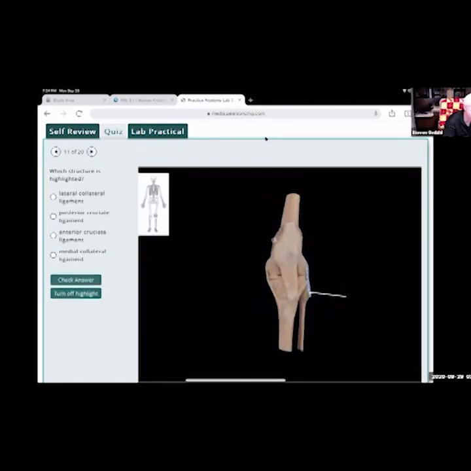All right. This is looking at the joint here. Here's the patella. So this is the medial collateral ligament. Wait, is it on the medial or lateral side? That'd be lateral. Yeah, looks like the lateral collateral ligament, because this looks like the lateral side here. This is the medial side, because this is the patella right here.